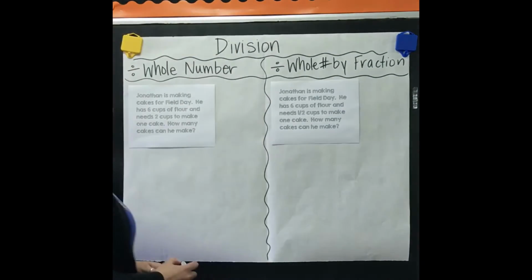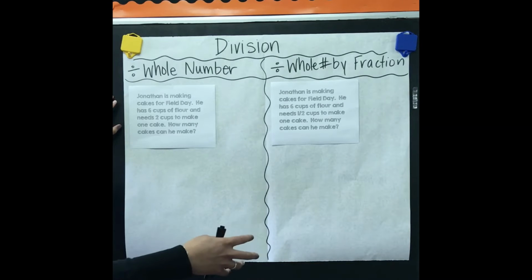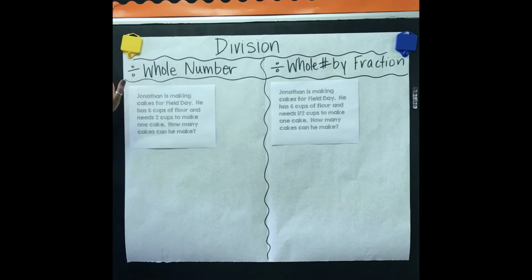Today we're going to talk about division. First, division with whole numbers. Pause the video and think about all the things you know about division. When we're dividing whole numbers, we're making groups. If I divide 12 by 4, I'm making 4 groups and I want to know how much goes in each group. We're going to do the same sort of thinking when we divide whole numbers by fractions.